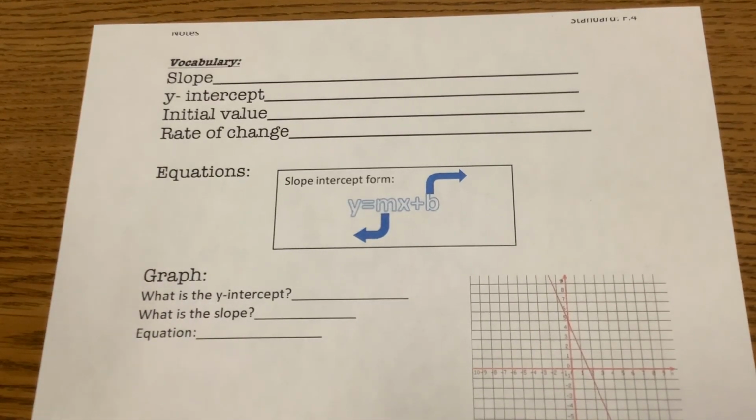Right, so we have talked about slope. It's rise over run. It's also the change in y divided by the change in x. We have touched on what the y-intercept is. Does anybody remember? It's where the graph crosses the y-axis, okay?